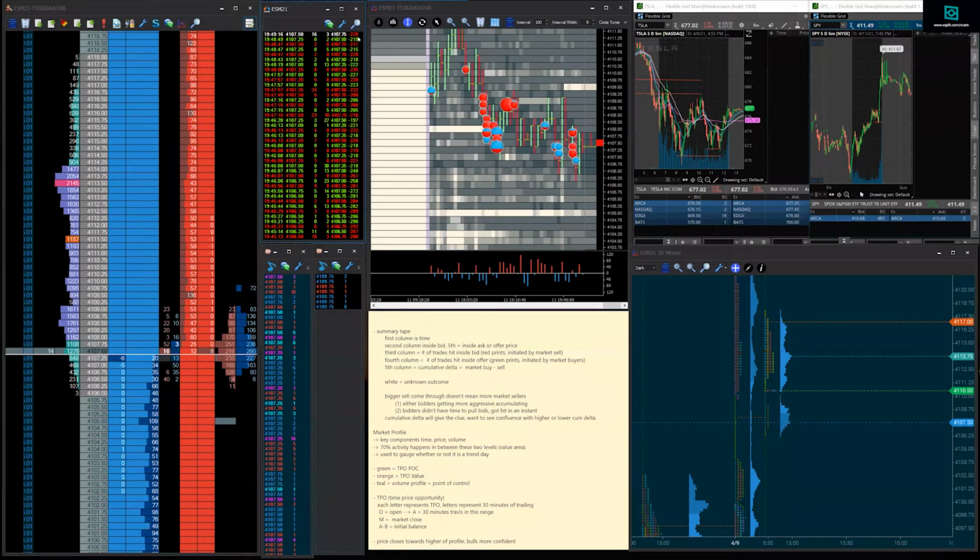And then the final column, the fifth one, is your cumulative delta, which is going to be market buy orders minus market sell orders. So the more negative cumulative delta you have, the more market participants are selling or short the market, and vice versa. Typically when I'm looking at this, you want to see either confluence or divergence with price.